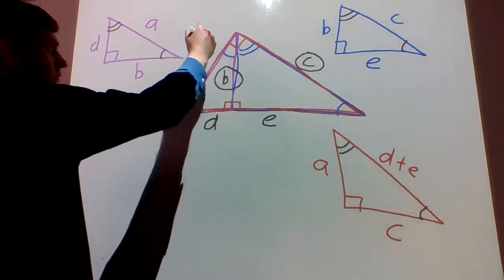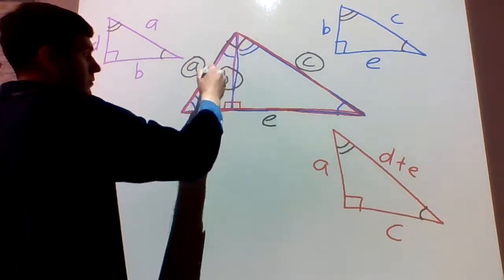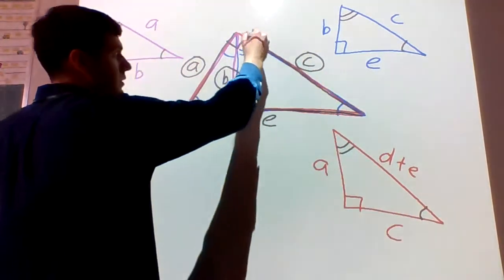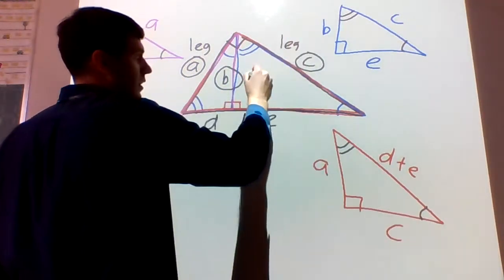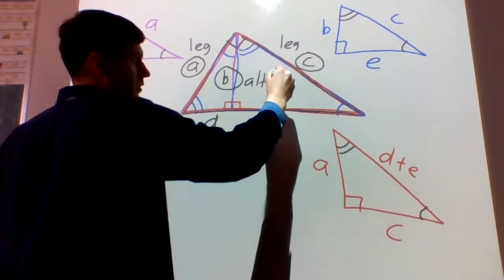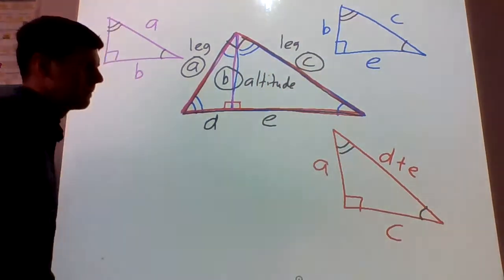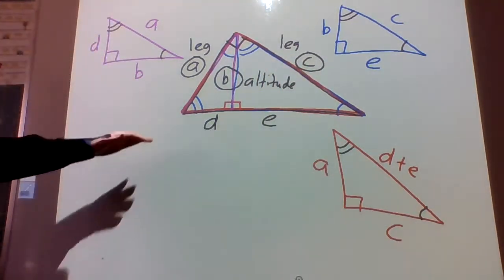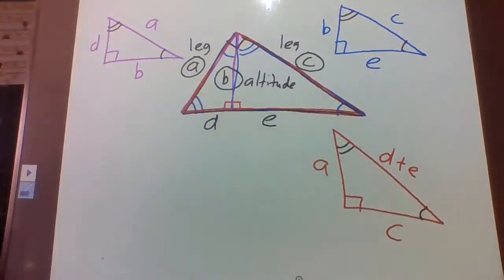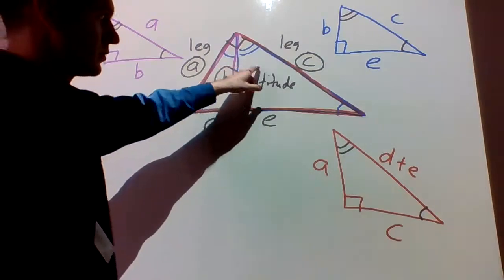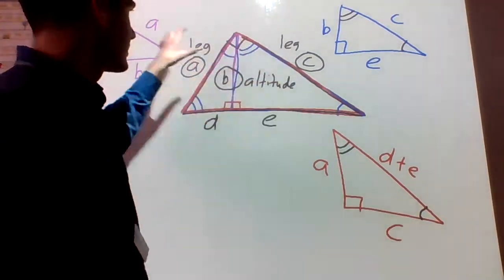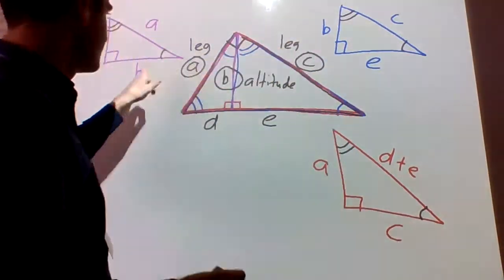Right, this is a leg. Right, we're looking at the big triangle. Okay, so this is a leg. This is a leg. And B is an altitude. And then D plus E is the hypotenuse of the big one. Okay, so if we want to look at B, B is part of the 2 small triangles, the 2 inside triangles. Okay, so that's these 2. B is part of both of them.